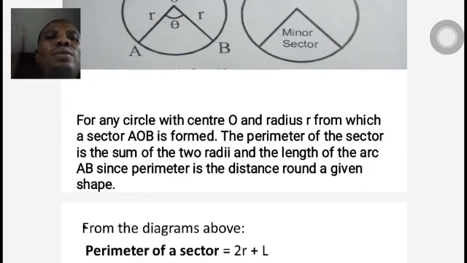Now, if you want to find the perimeter of a sector, it is the addition of what? The three lengths: the two radii and the length of an arc of a circle. That's why we have it here that for any circle with center O and radius r from which a sector AOB is formed, the perimeter of the sector is the sum of the two radii and the length of the arc AB, since the perimeter is the distance around a given shape. The total length of a shape is called the perimeter.